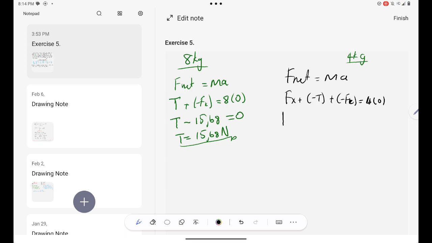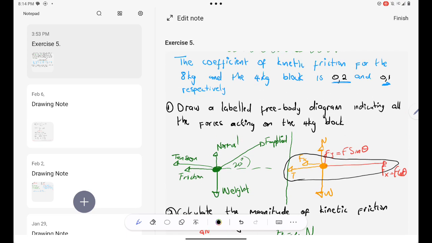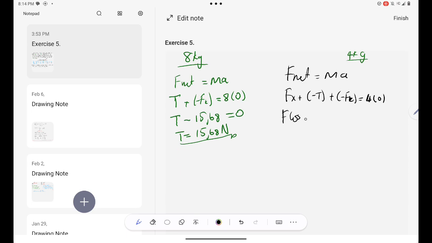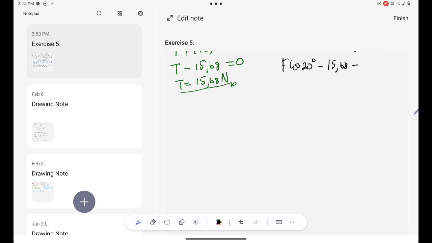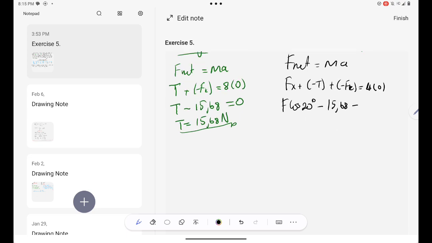The horizontal component is simply F multiplied by the cos of theta, right? Theta is equal to 20 degrees. F cos theta, I do have my tension, that's 15.68 minus frictional force. How can I get a frictional force? Okay, I know that frictional force, guys, I'm coming back here, right? Frictional force is simply equal to the coefficient multiplied by normal force, right?